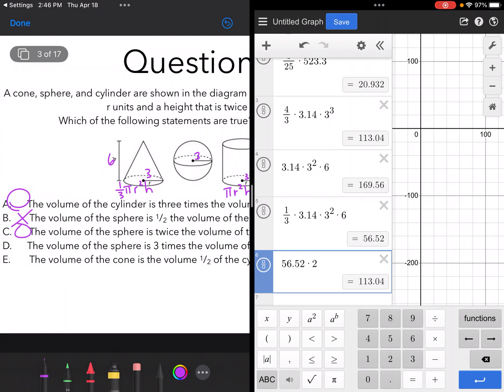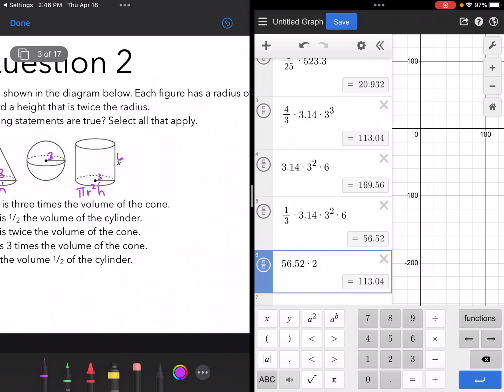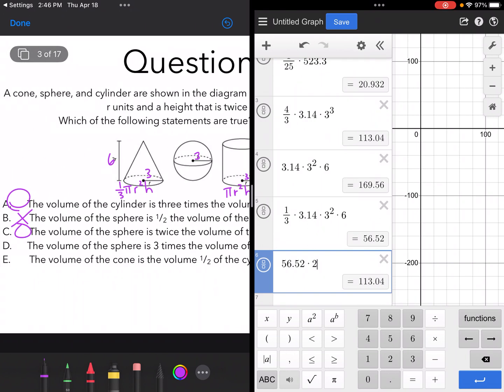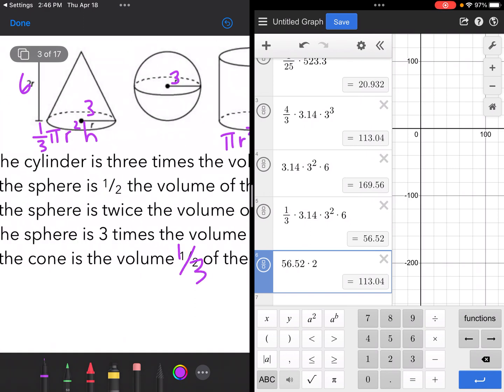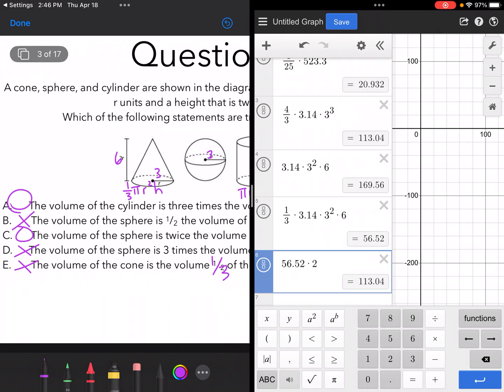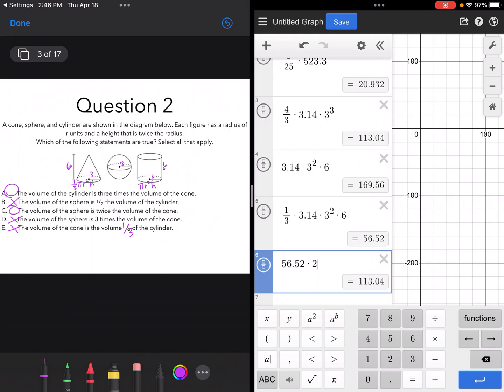All right, the volume of the sphere is 3 times the volume of the cone. Well, that's not true. It was 2 times the volume of the cone. The volume of the cone is half the volume of the cylinder. Nope, it's 1/3 the volume of the cylinder. All right, let's try the next one.